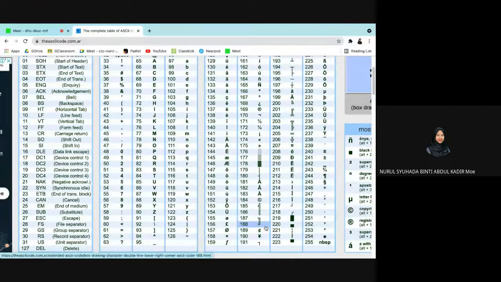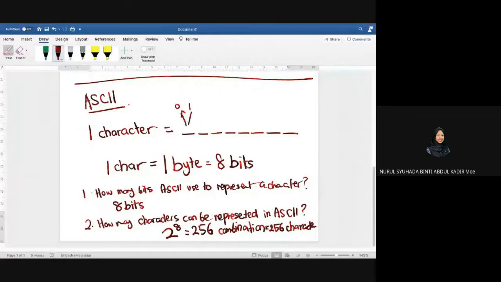Because the system itself is using an 8-bit system. Okay, one character gunakan 8 bits. So the maximum combination that we can do is 2 to the power of 8. Why 2? Because one blank is for 0 and 1. And then why 8? Because we have 8 bits. So maximum kita boleh buat 256 combination, which is equal to 256 characters sahaja.